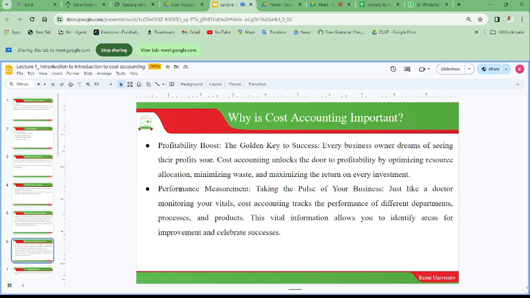So we have another one, performance measurement. Taking the pulse of your business, just like a doctor monitoring your vitals, cost accounting tracks the performance of different departments, processes, and products. This vital information allows you to identify areas for improvement and celebrate success.